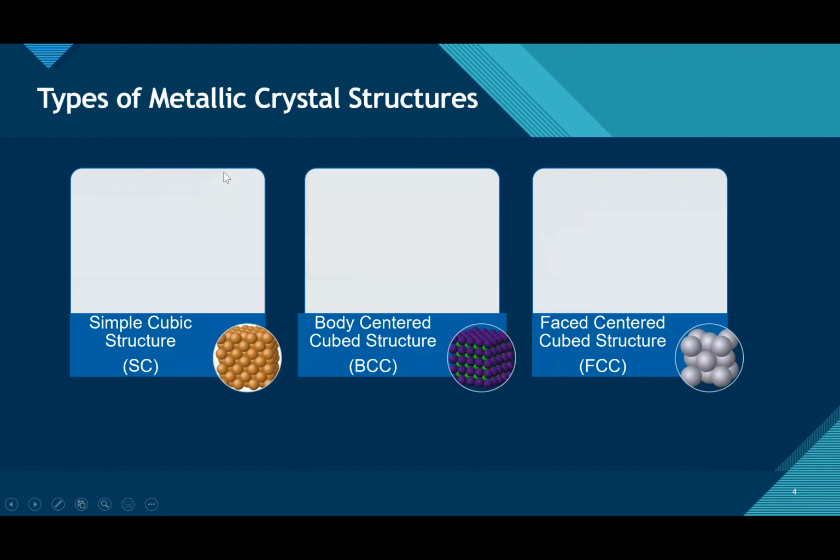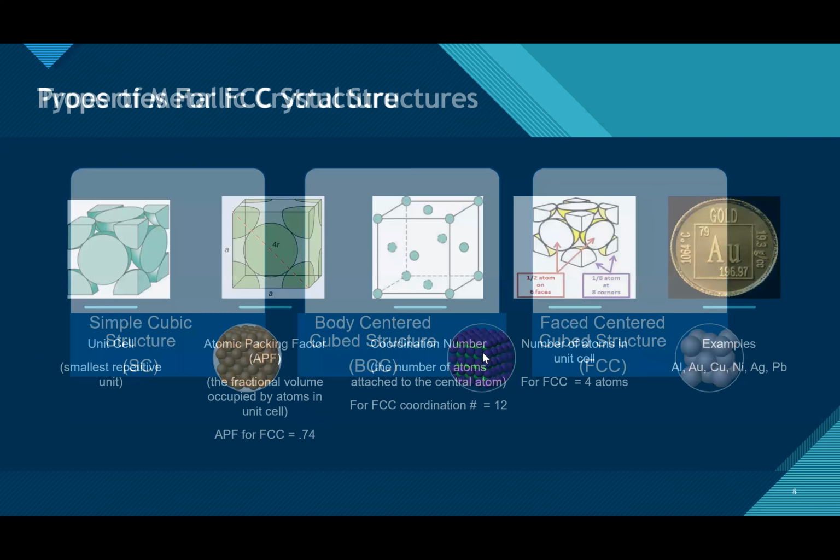So there are three types of metallic crystal structures: simple cubic structures, body-centered cubic structures, and face-centered cubic structures. In this presentation, I'm going to focus on the FCC. The simple cubic structure is the simplest one. The body-centered cubic structure is a little bit more complicated than this one, but FCC is the most complicated one, and we're going to talk about it in this presentation.